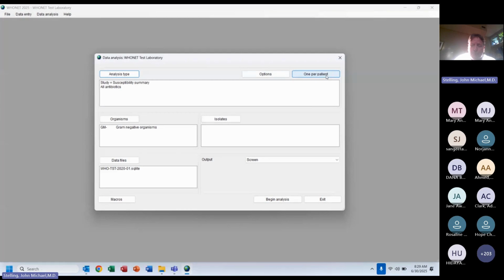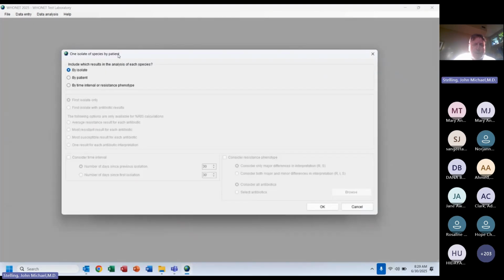And I'm going to go to 1 per patient. By default, WHONET included all of the isolates. But I don't want all the isolates. I just want to do it by patient. There are many options. I mentioned first isolate only, and I mentioned the second one, first isolate with antibiotic results. So I'm going to choose that second choice. There are some other options: average result, most resistant, most susceptible, one result per interpretation, and these also have value.